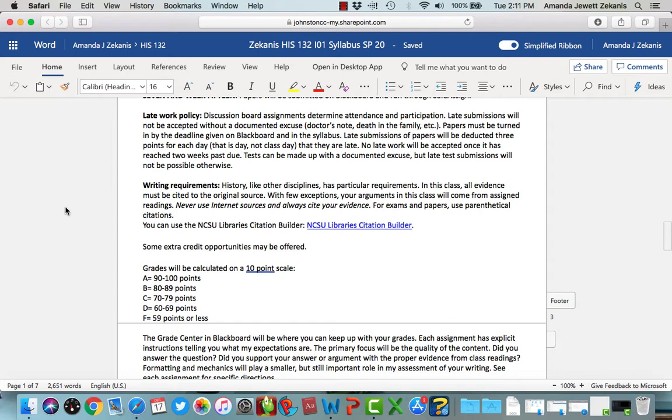Papers must be turned in on time. Late papers will lose 3 points per day of the week, not class day. That includes weekends and everything. So they lose 3 points per day that they are late. I do not accept late work after 2 weeks. It will not be accepted. Especially think of a paper: by then it's lost a ton of points. So, yes, 2 weeks. And especially with that last paper that's due week 15, by then it's way too close to the end of the semester.